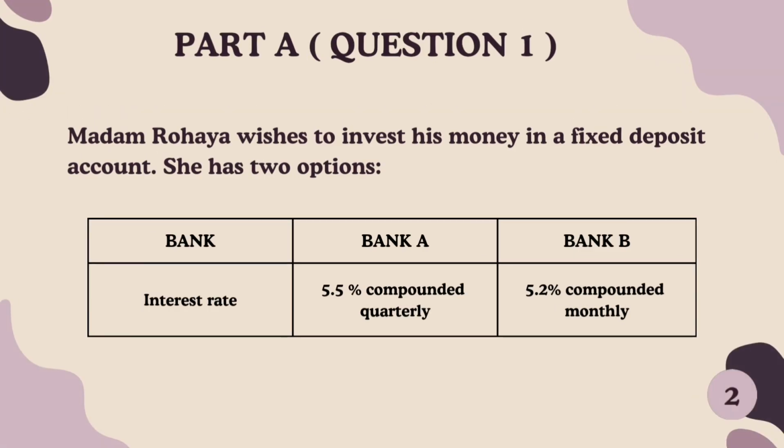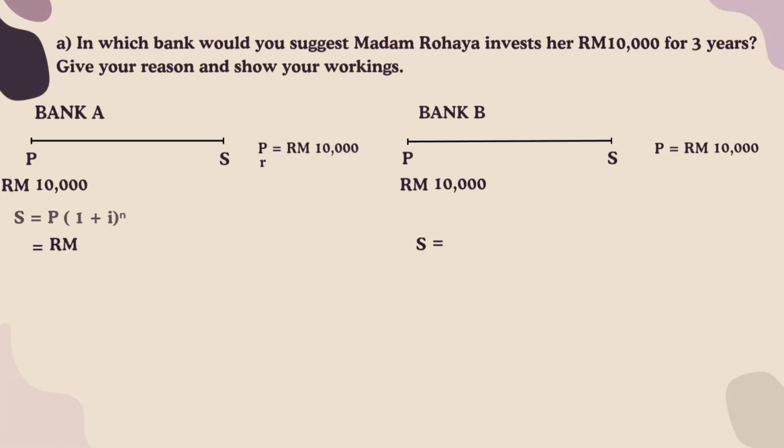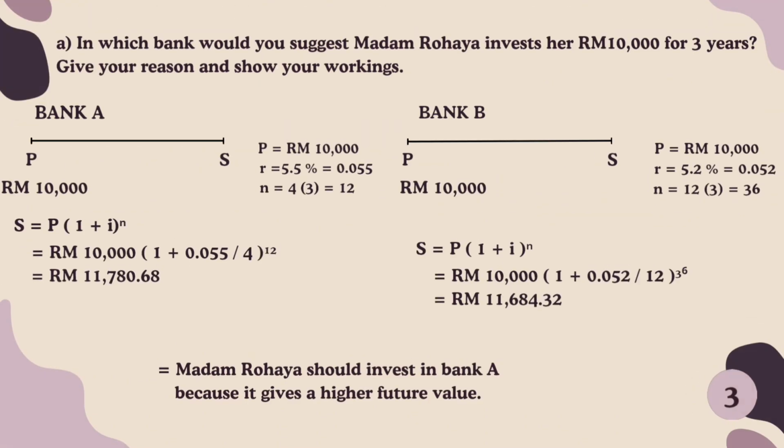Part A, question 1. Madam Rohaya wishes to invest her money in a fixed deposit account. She has two options, Bank A and Bank B. The interest rate for Bank A is 5.5% compounded quarterly, and for Bank B is 5.2% compounded monthly. Question A. In which bank will you suggest Madam Rohaya invest her 10,000 ringgit for 3 years? Give your reason and show your workings.